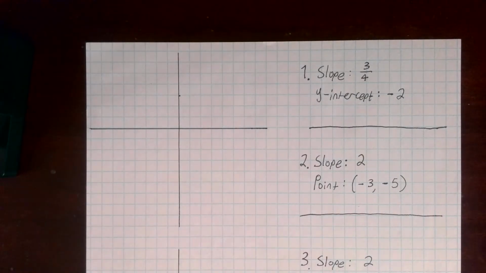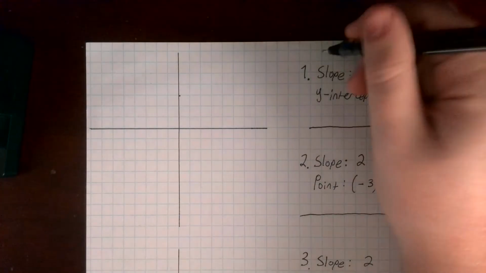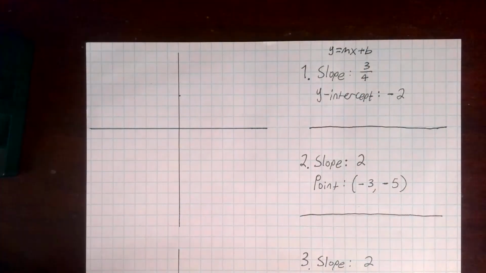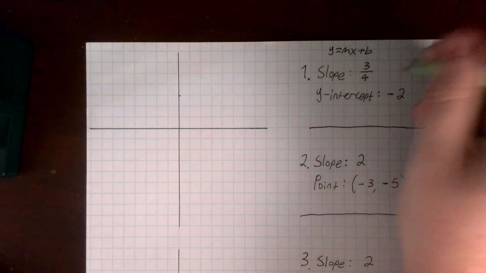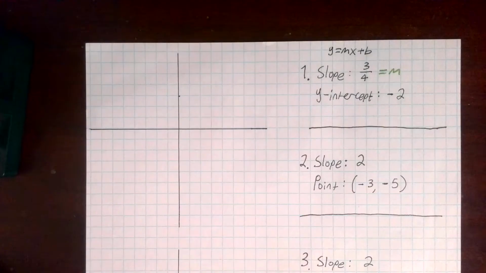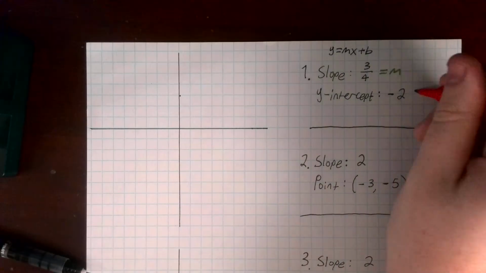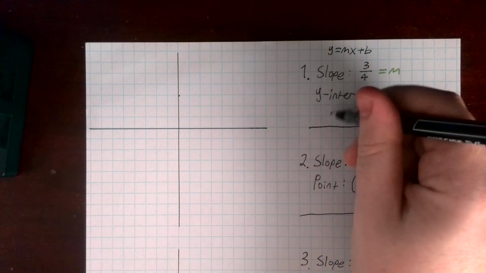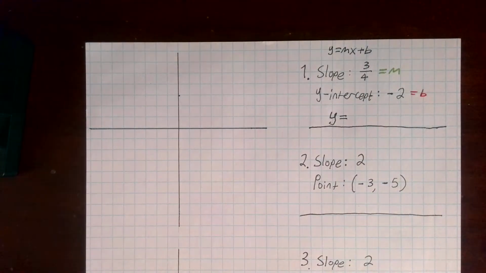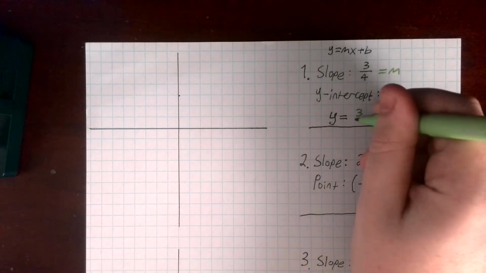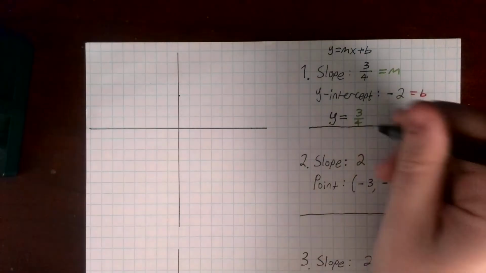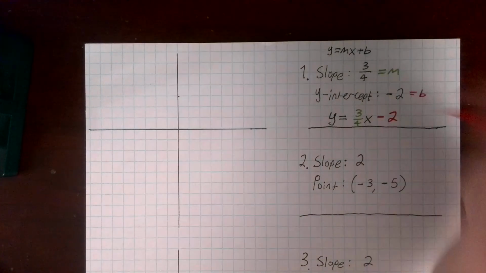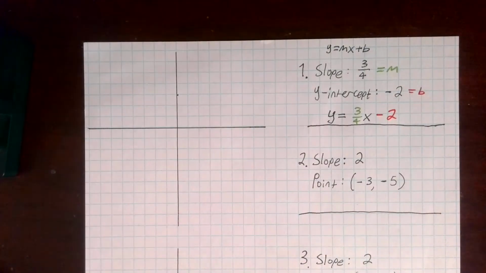So really, all we're doing is writing out y equals mx plus b with these two new values, where our m is 3/4 and our b is -2. So the equation just becomes y equals, instead of mx, we can write 3/4 x, and instead of b, we can write down -2, or just put a -2 here. This is the equation of that line.